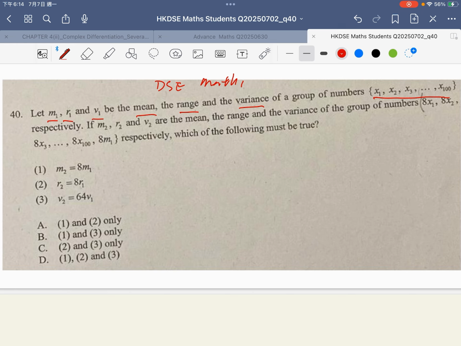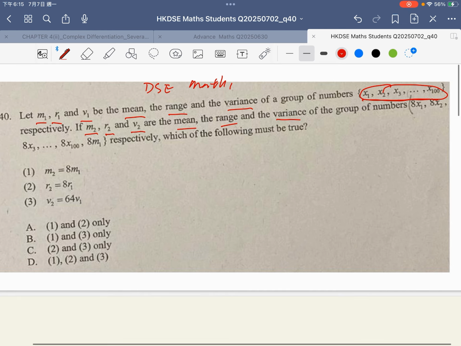Take a remark here that x1 to x100 should not be in ascending order or descending order, but it may be mixed and therefore not in order. Let's see another set of data. M2, R2, V2 be the mean, range, variance of another good data: x times x1, x times x2 to x times x100, and finally it adds an extra term, that term is x times M1.